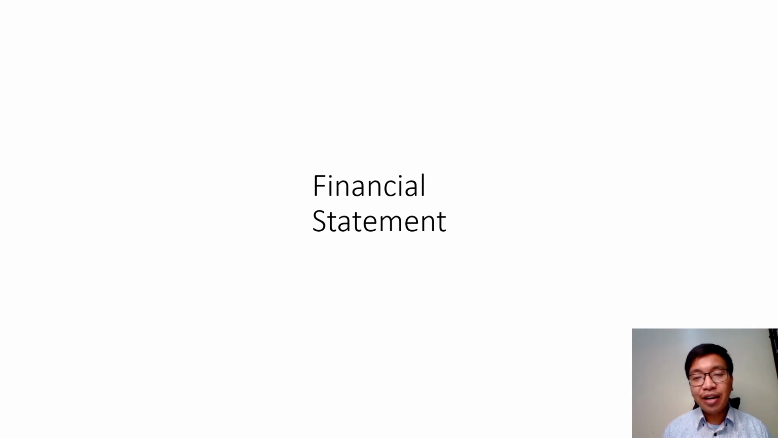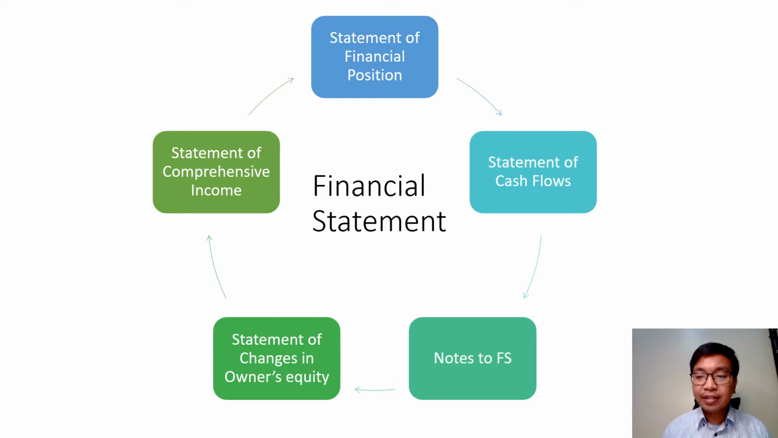Now let us enumerate the 5 basic financial statements. Number 1, we have the statement of changes in owner's equity or shareholders' equity. Number 2, we have the statement of comprehensive income. Third, we have the statement of financial position, then the statement of cash flows, and finally, the notes to financial statements. So we are going to describe these one by one.